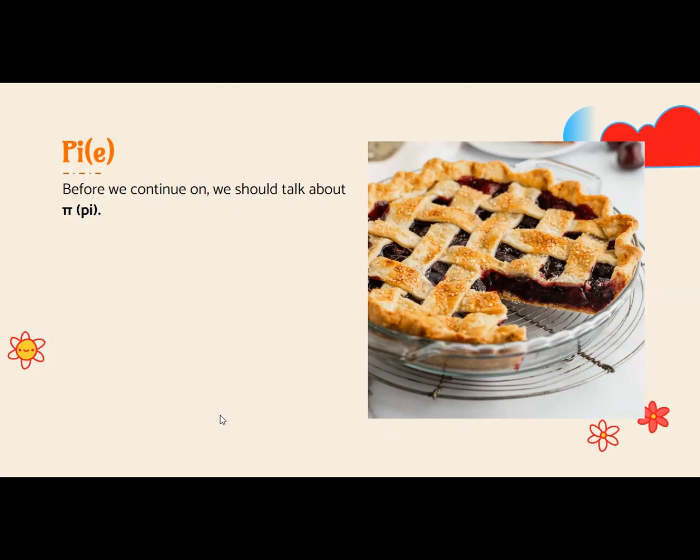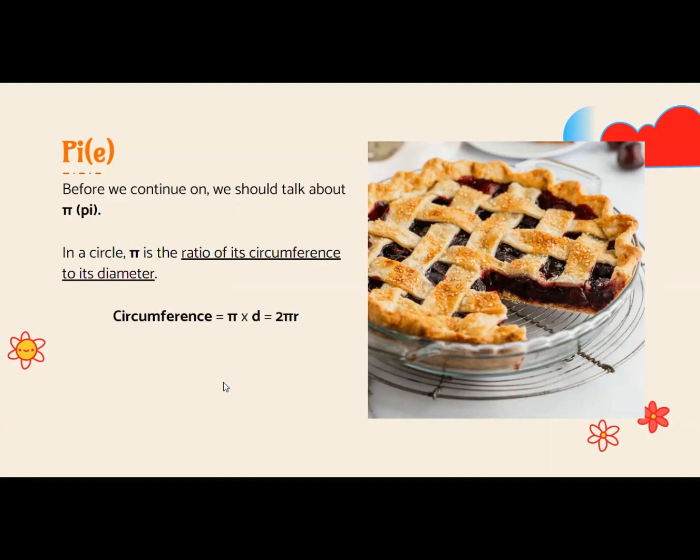In a circle, what pi means is the ratio of the circumference to the diameter. This is just fancy terms for this equation: circumference is equal to pi times the diameter, which is equal to 2 pi r. Usually we don't use the diameter because it's not as important as the radius. So usually we say circumference equals 2 pi r. This is the very important equation that you use pretty much every time you work with circles. Circumference, or you can just say capital C. You don't have to use this large word. Capital C is equal to 2 pi r.